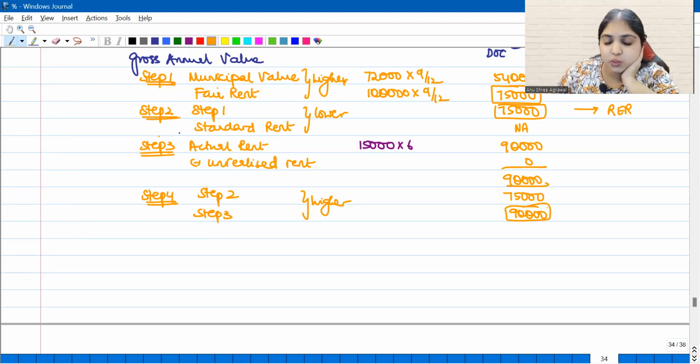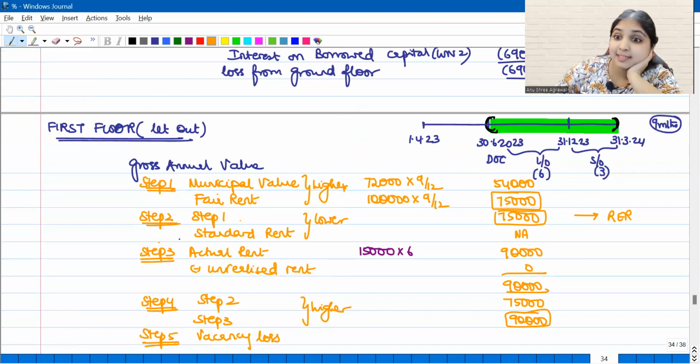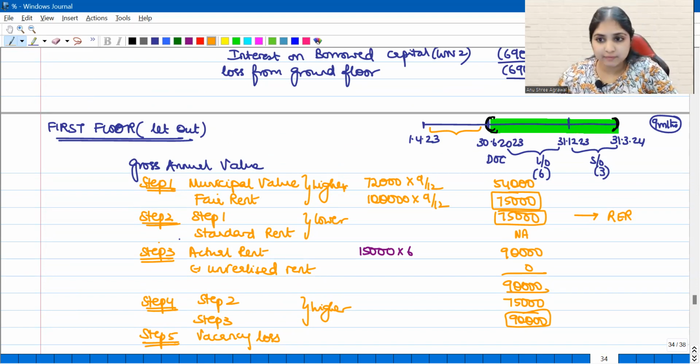Step four is step two or step three, whichever is higher, which is 90,000. Then what is step five? Step five is vacancy loss. Now tell me, do we have vacancy loss in this question? Can I say that these 3 months the property is vacant? No, we don't have vacancy loss.